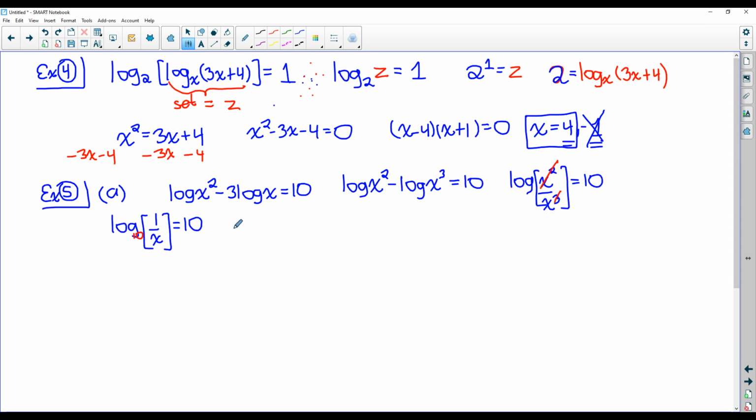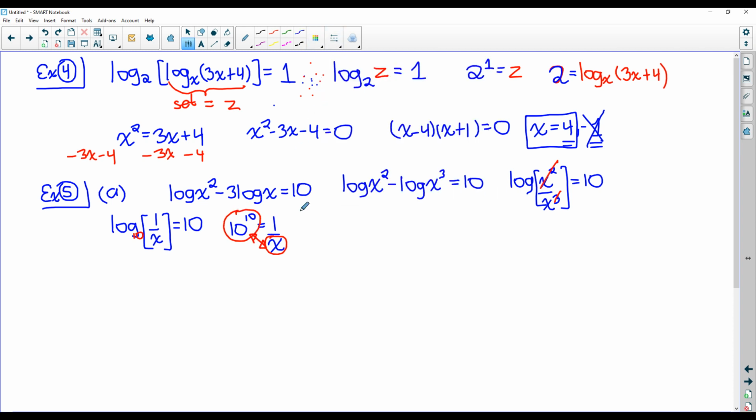Okay, so convert to exponential form, and it'd be 10 to the power of 10 would be equal to 1 over x. Okay, 10 to the power of 10 is way too big of a number to actually get your calculator to evaluate. So all I'm going to do here is take these two and make them switch spots.